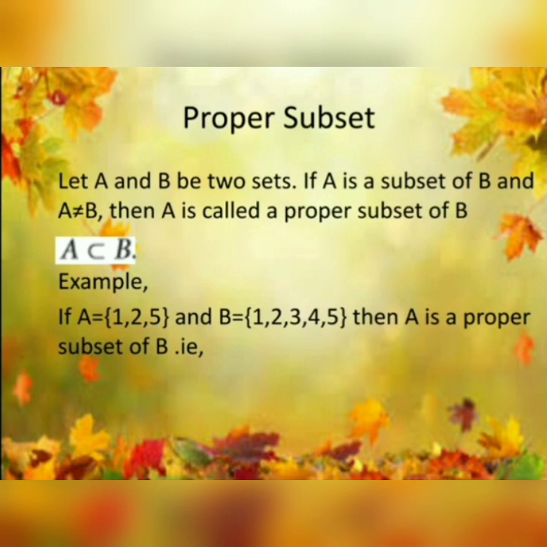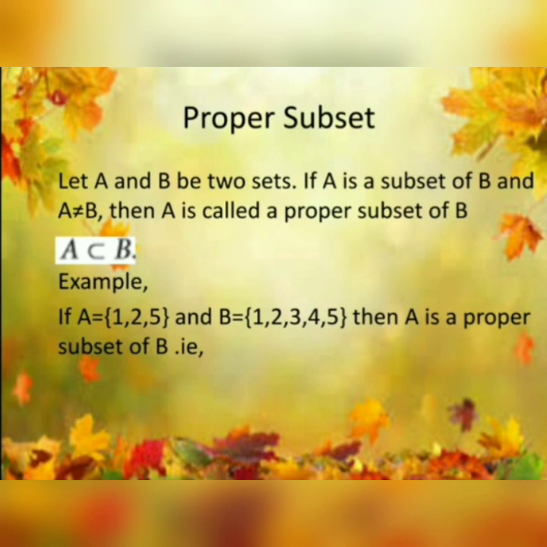Check the example. If A is {1, 2, 5}, B is {1, 2, 3, 4, 5}. Which is the bigger set? B is the bigger set. Here elements 1, 2 and 5, that are the elements of A, are elements of B also. Since elements of A are in B, but A and B are not equal, then A is a proper subset of B.